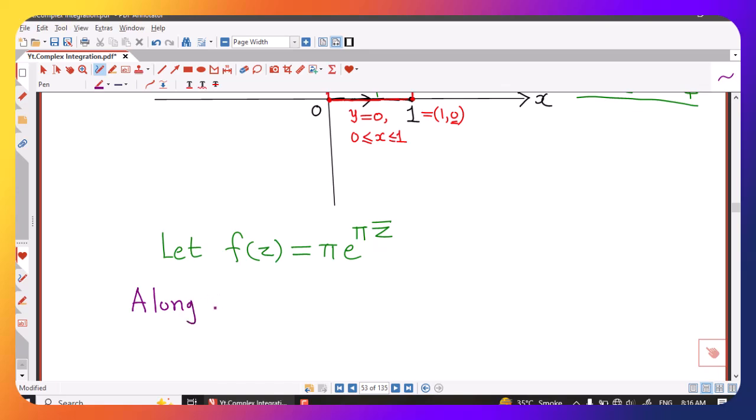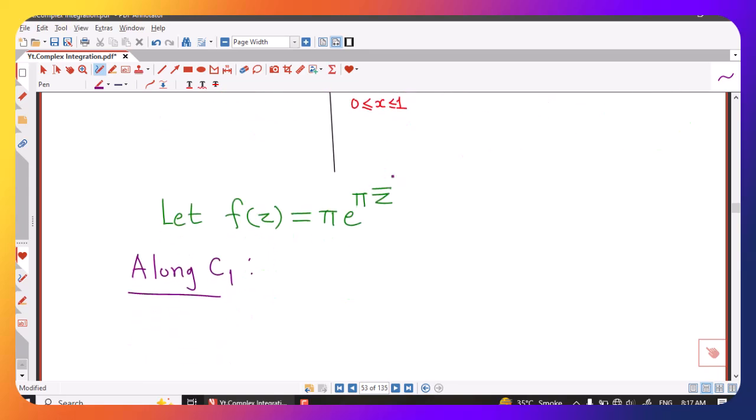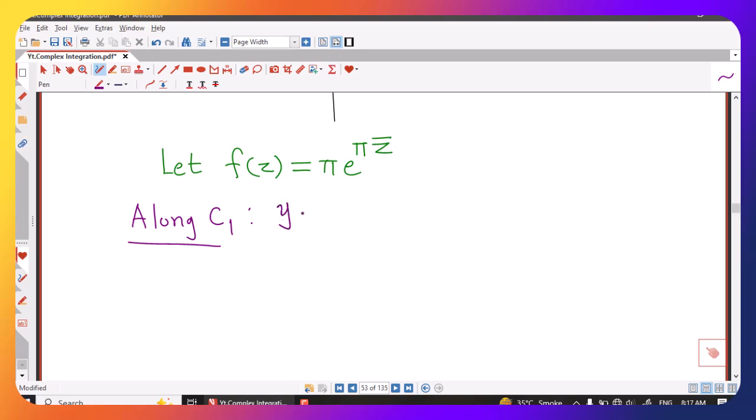So along contour C1, we have y equal to 0 and x varies from 0 to 1. So here the equation is y equal to 0, x is from 0 to 1. So y becomes constant and x is varying. So we will convert our function in terms of x. We will take y equal to 0 in the function.